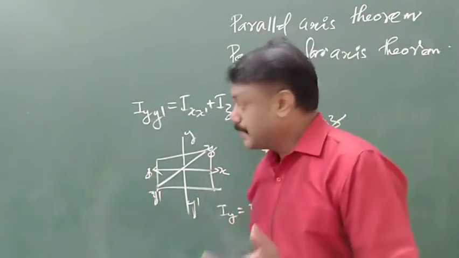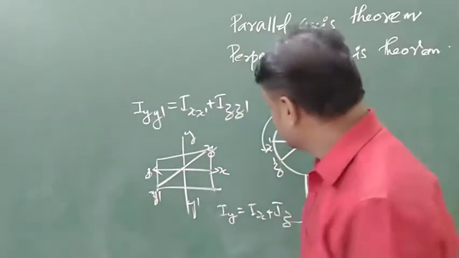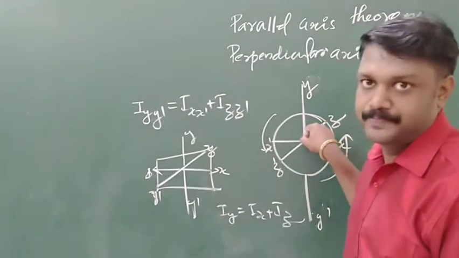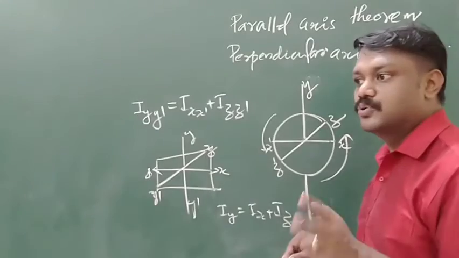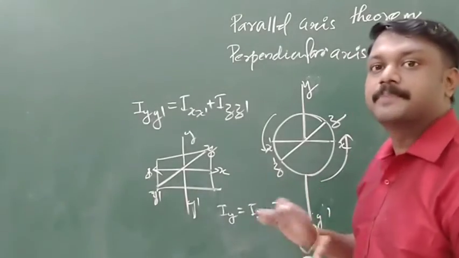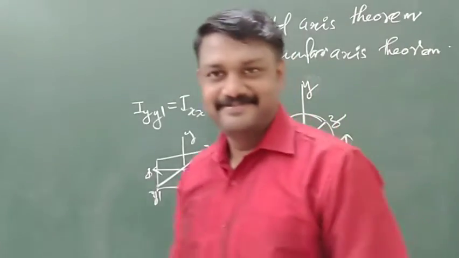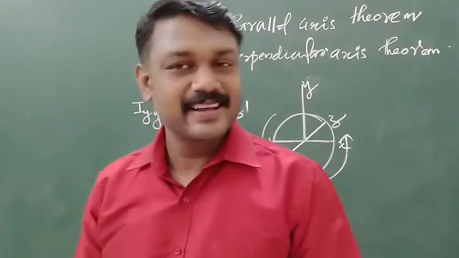So why does the name come from perpendicular axis? We are finding the moment of inertia about the axis passing perpendicular to the plane of this lamina, which is the sum of the moments of inertia about two axes lying in the same plane, perpendicular to each other and meeting at the same point through which the perpendicular axis is passing. That is the perpendicular axis theorem.